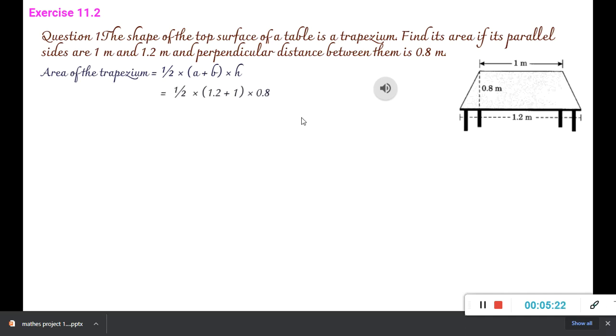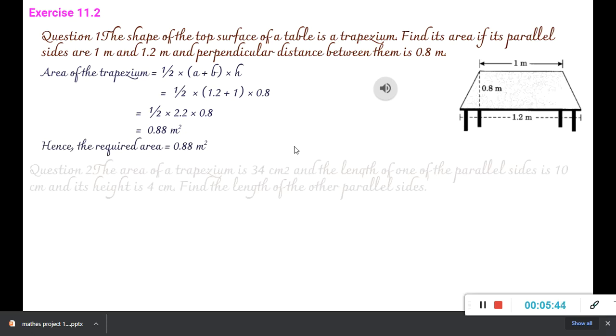1 upon 2 into (1.2 plus 1) into 0.8. So 1 upon 2 into 2.2 into 0.8. So half of 2.2 is 1.1. So 1.1 into 0.8 is equal to 0.88 meter square. So what is the required area? The required area will be 0.88 meter square.